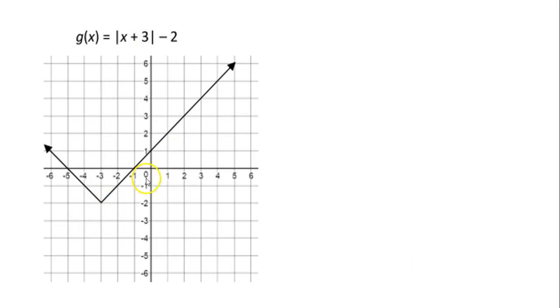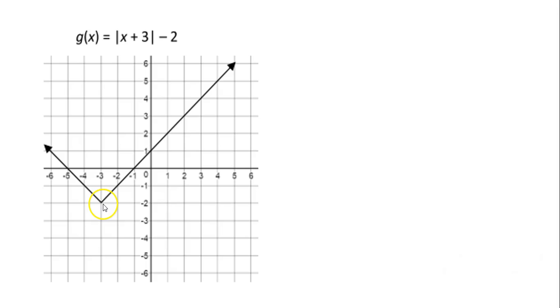Here's the graph. If we want to see where this graph comes from, these points come from just plugging in numbers. If we plug in, for instance, 0, we have 0 plus 3 is 3. The absolute value of 3 is 3. And then 3 minus 2 is 1. So when we plug in 0, we get a 1. That point's on the line. We can find all these other points as well.